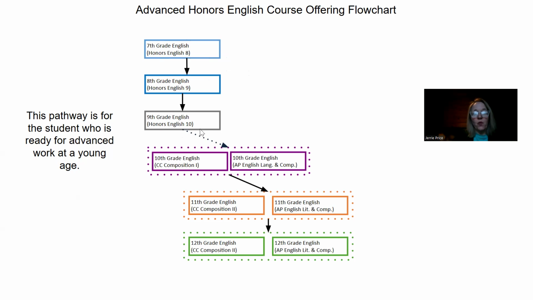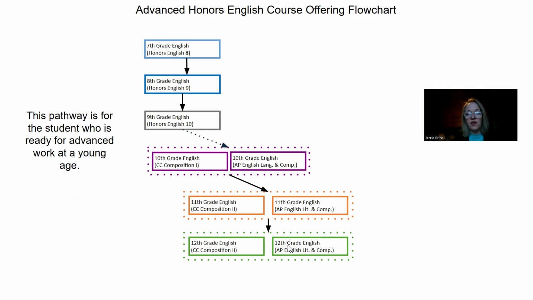In this pathway, when a student hits the 9th grade, they are in 10th grade English. But in the 10th grade, they can begin taking concurrent credit Composition 1, which is a college class, or AP English Language and Composition. We generally recommend the AP Language and Composition course as sort of the first really advanced pathway for English. After that, we recommend either AP Lit or concurrent credit Comp 2, depending on the score on this AP test for English Lang.